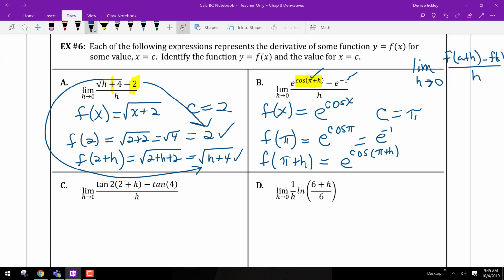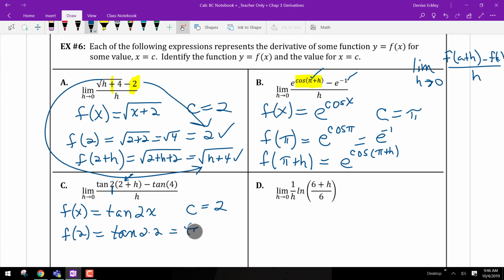Okay, so for letter C, it looks like my f of x is going to have a tangent of 2 something because of this 2 right there. So 2 times something. So it looks like it's going to be 2 times x, because then I can put 2 plus h in for x, and that would make tangent of 4 work out as well. So that would make c equal to 2, because then f of 2 would be tangent of 2 times 2, which is tangent of 4.